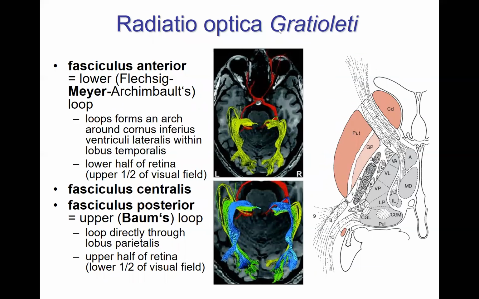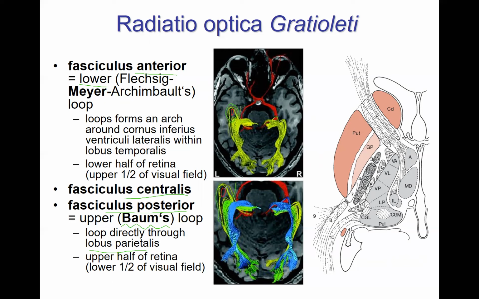And what should we know about the loops? We have a central fascicle or loop, nothing interesting. We have the posterior loop, which is sometimes called Baum's loop, but it also goes directly through parietal lobe. And then we have the inferior loop, or anterior fascicle. You can see the fascicle here. And you can see as it winds around the inferior or temporal horn of a lateral ventricle. That's the horn of the ventricle, and it goes around. Here again, it's well visible.